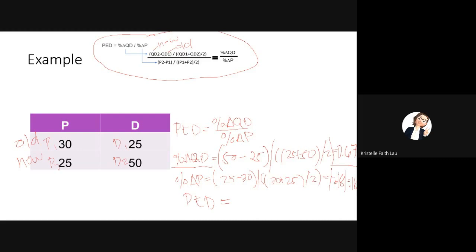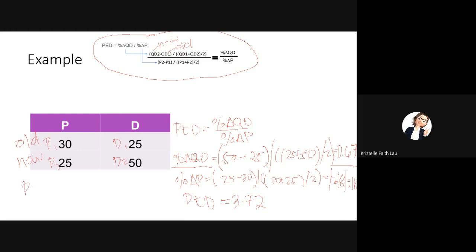Ilan ang answer nyo dito? 3.72. So, ayan, 3.72. So, paano natin malalaman yung kanyang elasticity? If it is perfectly inelastic ba? Elastic ba siya? Inelastic ba siya? Or unitary ba siya?